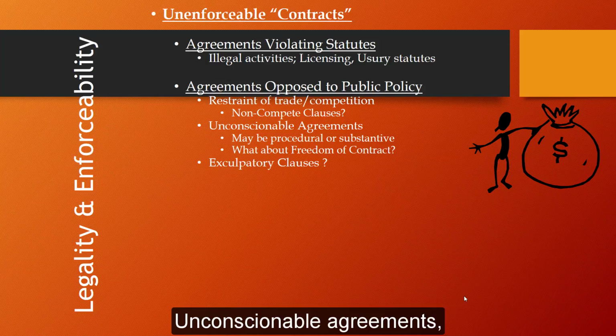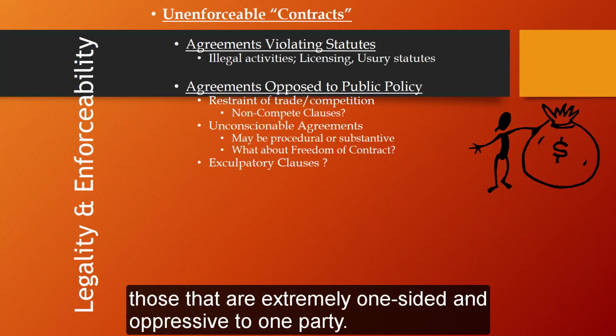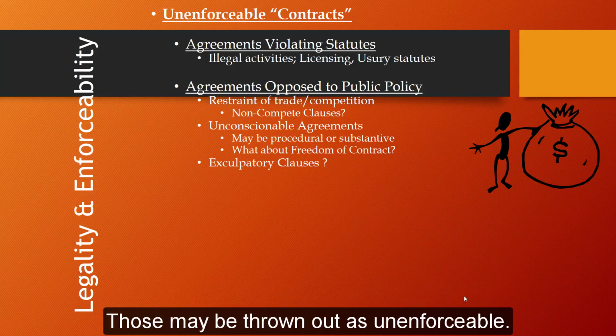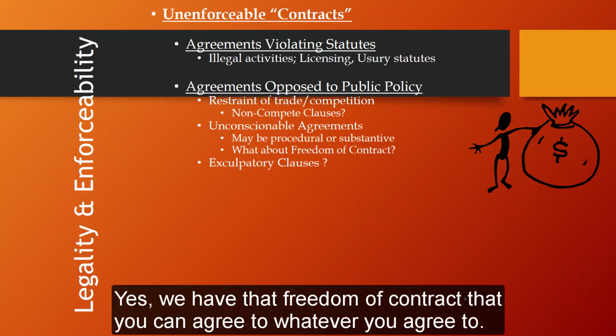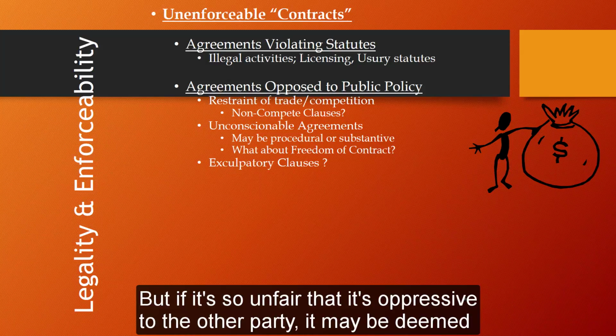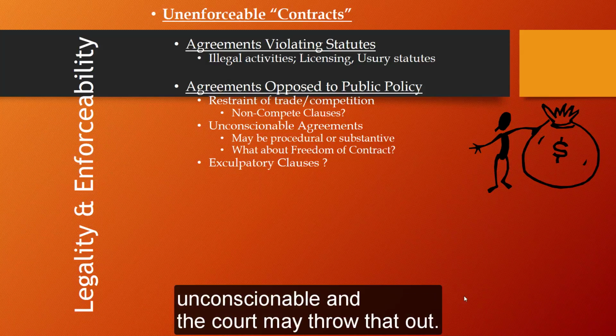Unconscionable agreements, those that are extremely one-sided and oppressive to one party, may be thrown out as unenforceable. Yes, we have that freedom of contract, that you can agree to whatever you agree to, but if it's so unfair that it's oppressive to the other party, it may be deemed unconscionable and a court may throw that out.